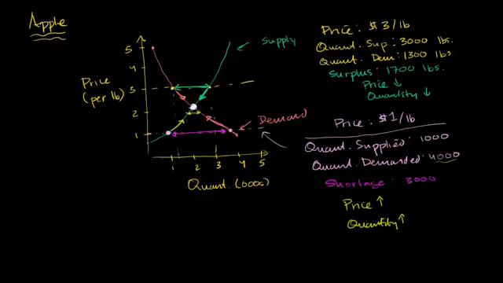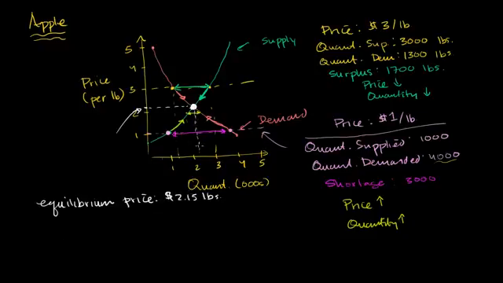And that's the price at which the quantity supplied will equal the quantity demanded. And we call this price, which looks like for this scenario maybe about $2.15, the equilibrium price. Equilibrium price is $2.15 a pound. And it's the price at which the quantity supplied is equal to the quantity demanded.